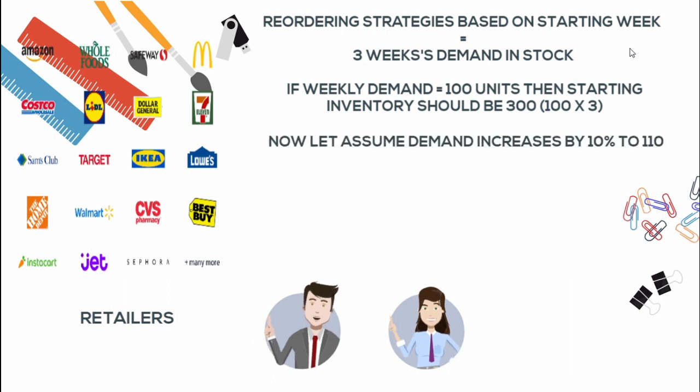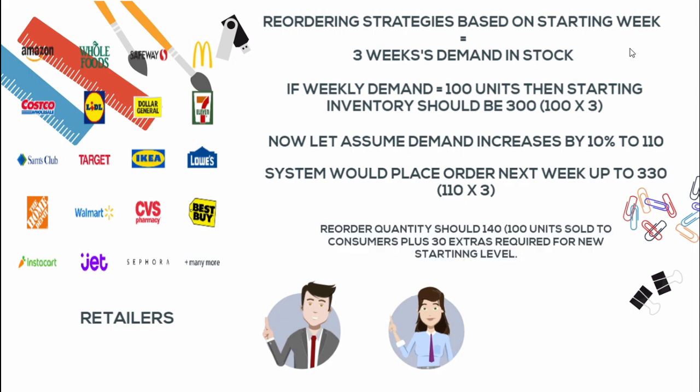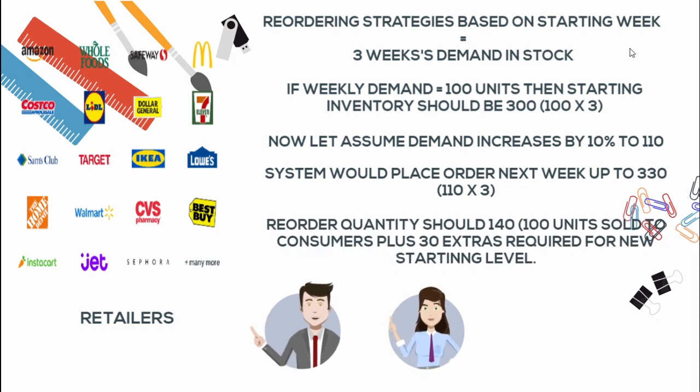Now let us assume that as a result of a promotion, demand increases by 10% to 110. This means that the system would place an order to bring the next week's starting inventory up to 330, that is 110 times 3. So the reorder quantity would have to be 140, that is the 110 units sold to consumers plus the extra 30 required to meet the new starting level.